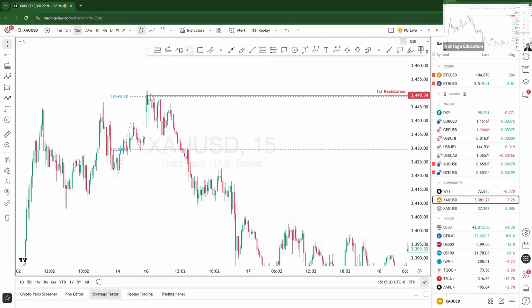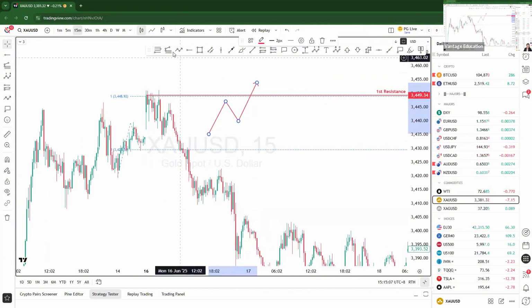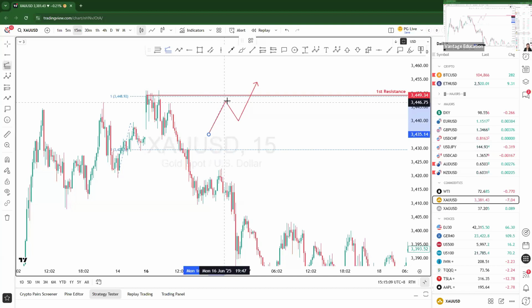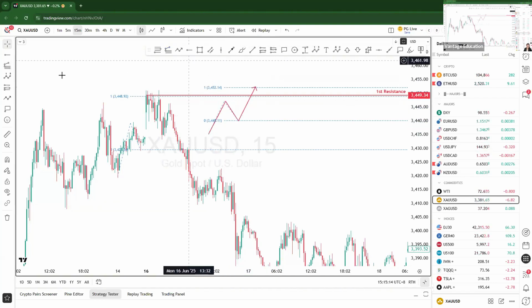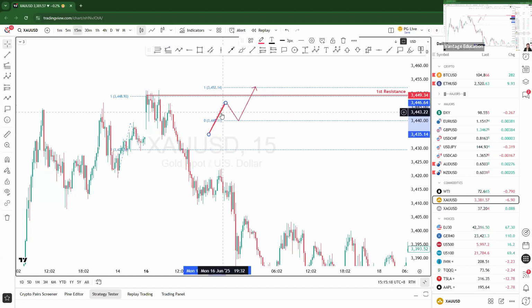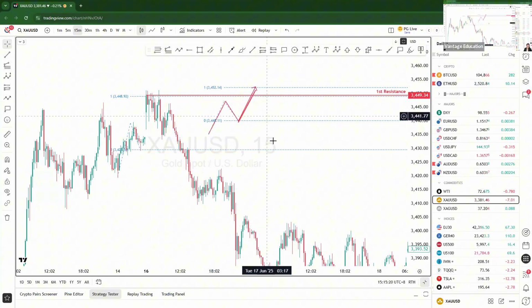Okay, you know how to draw projection? You need to draw like that, a zigzag, and then you can draw the projection. Okay, 1, A, B, and C. This is 100% projection. So basically, it's the distance from A to B equal to B to C. Okay.